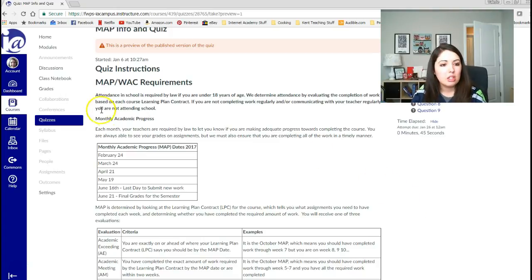year long. Okay, so let's start out here that these are your MAP requirements. Attendance in school is required by law if you are under 18 years of age. We determine attendance by evaluating the completion of work based on each course learning plan contract. If you are not completing the work regularly and/or communicating with your teacher regularly, you are not attending school. So monthly academic progress, or MAP, M-A-P, each month your teachers are required by law to let you know if you are making academic progress towards completing the course. You are always able to see your grades on assignments, but we must also ensure that you are completing all of the work in a timely manner.